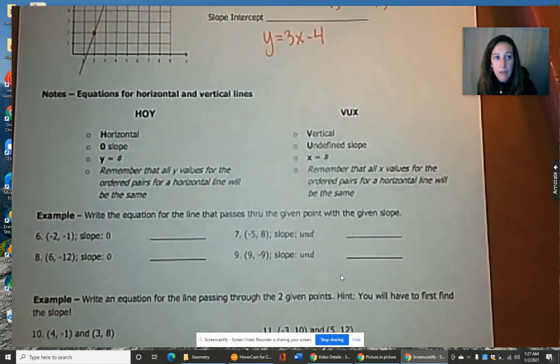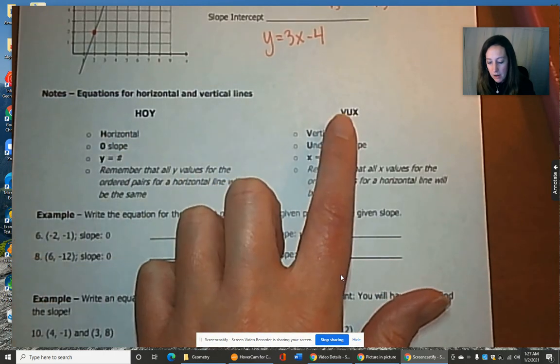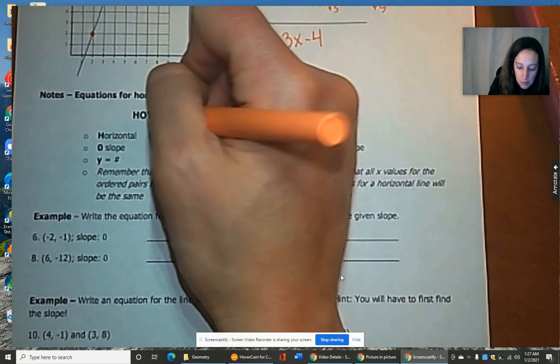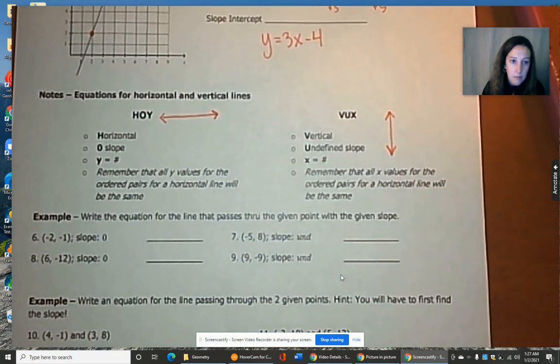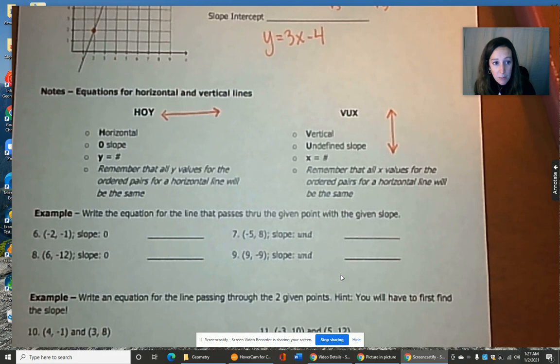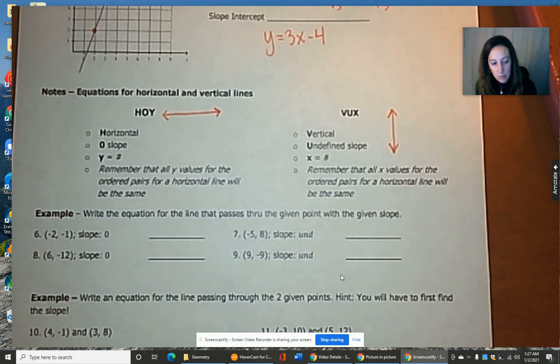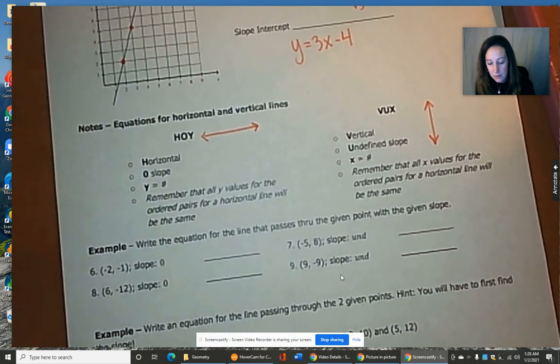Remember from 3.4 that we said that horizontal and vertical lines don't have numeric slopes. Our horizontal line has a 0 slope, and our vertical line has an undefined slope. Remember, horizontal is side to side. Vertical would be up and down. Okay. So in these cases, it's the same type of problem where they give us a point and a slope, just like they did here, point and a slope. We had a numeric slope, so we went with the y minus y1 equals m times x minus x1.